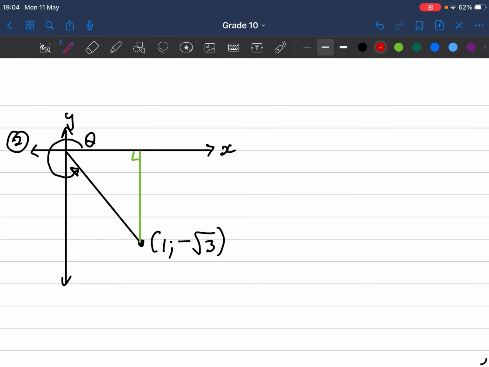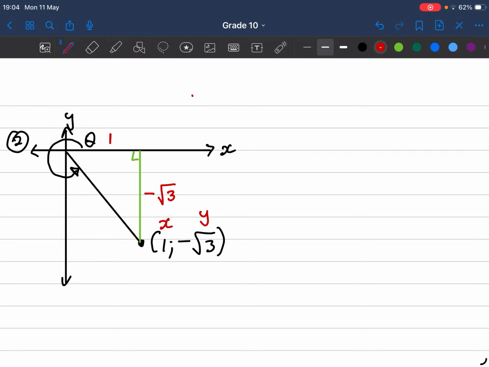So our x value we agreed is this and our y value is this. So along the x we got a 1 and along the y we got negative root 3. Okay, so our y value there is going to be negative root 3. Now what do we do next? So we've got those two and we need to find the hypotenuse.